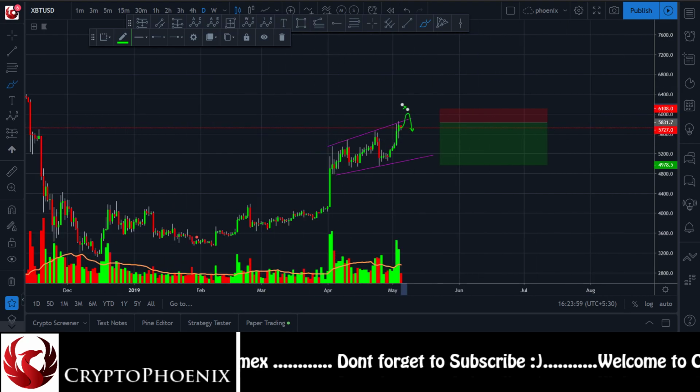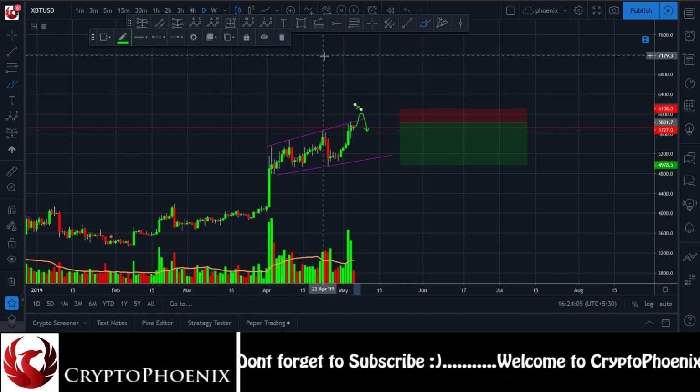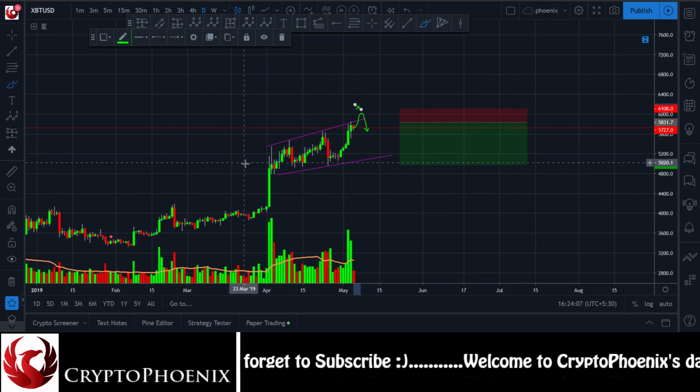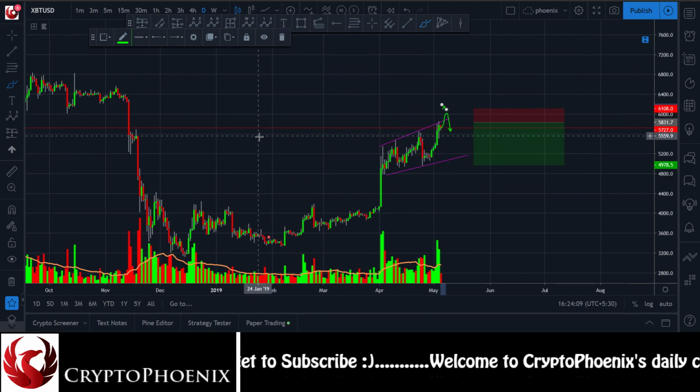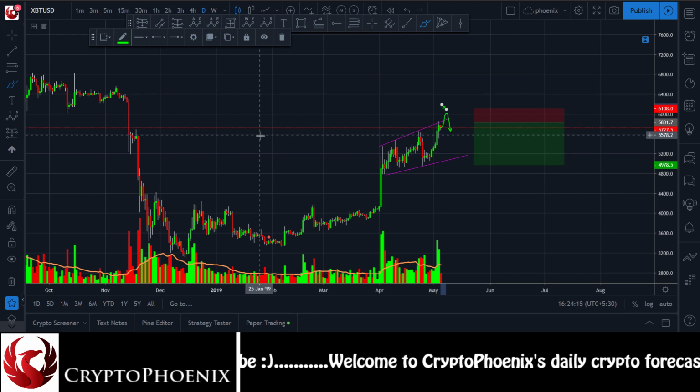All right, so let's look at the strategy I want to share with you guys. This strategy is very simple, and it's not from any books. It's just my observation, and I like to share my observations with you guys.